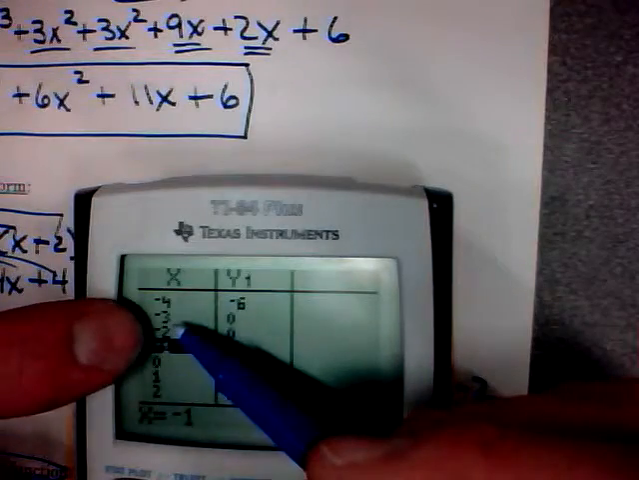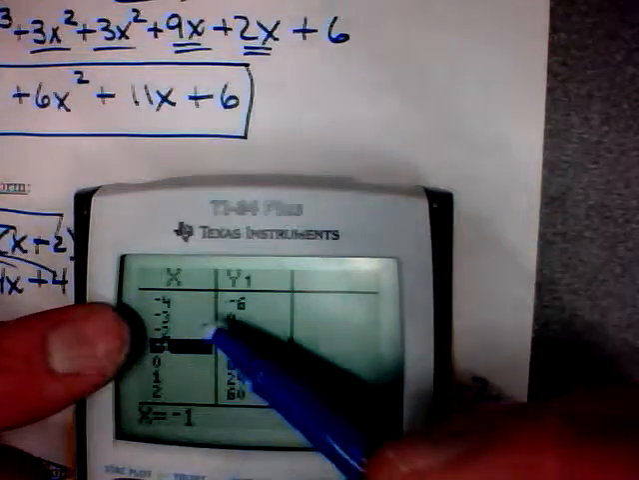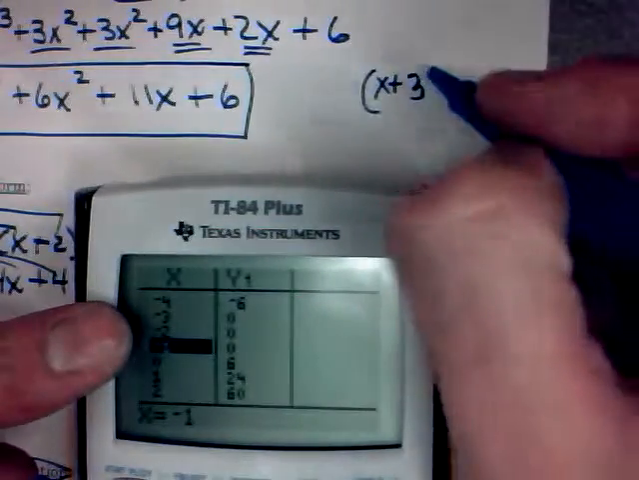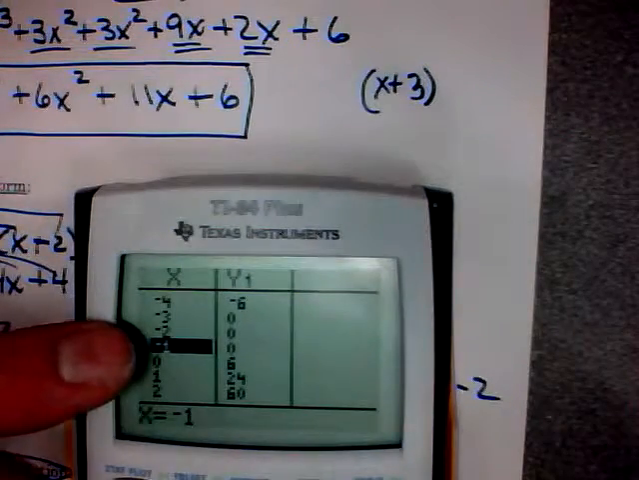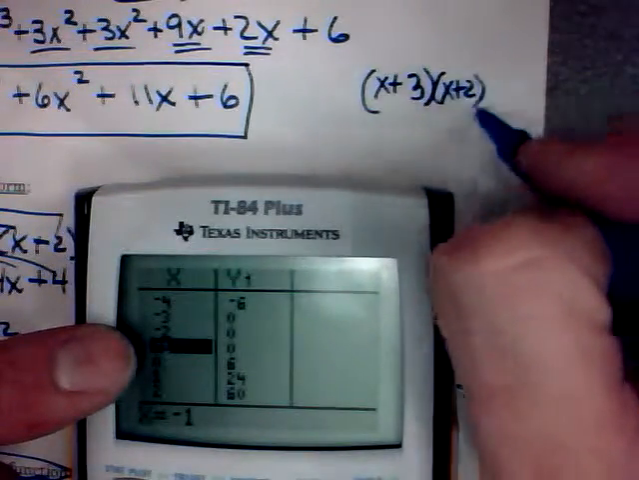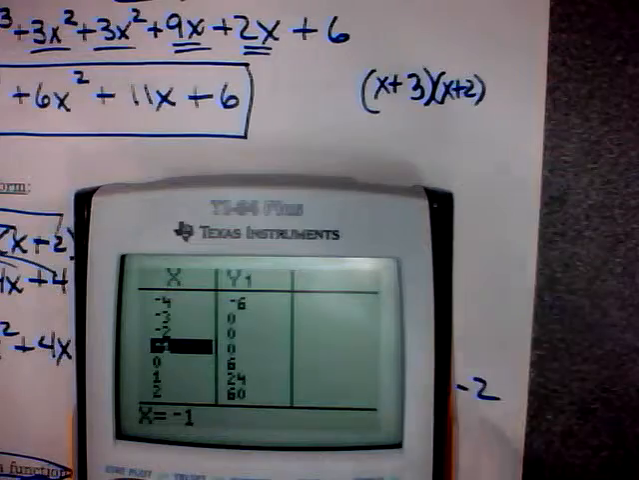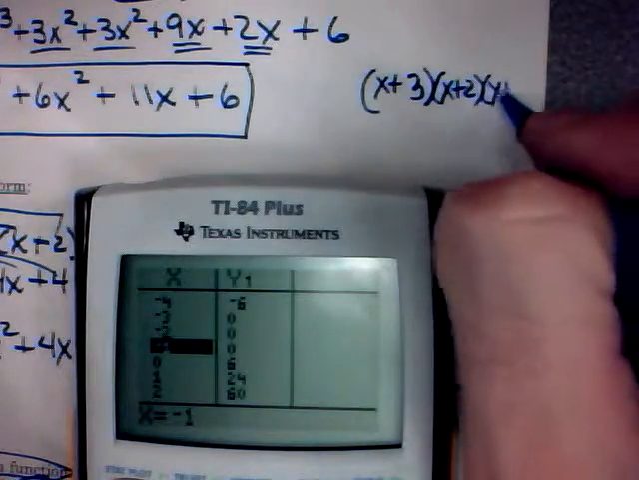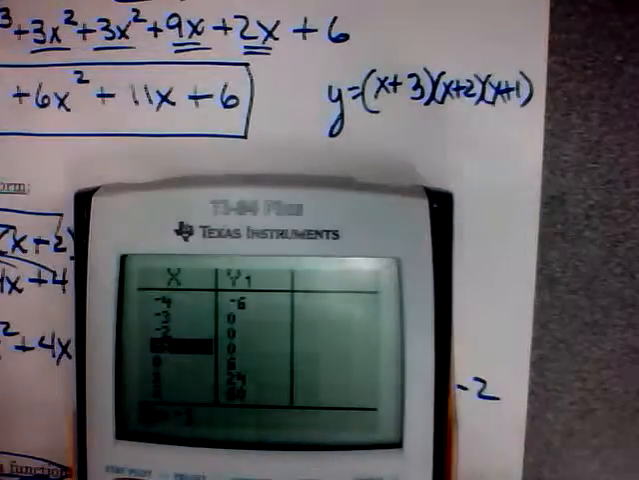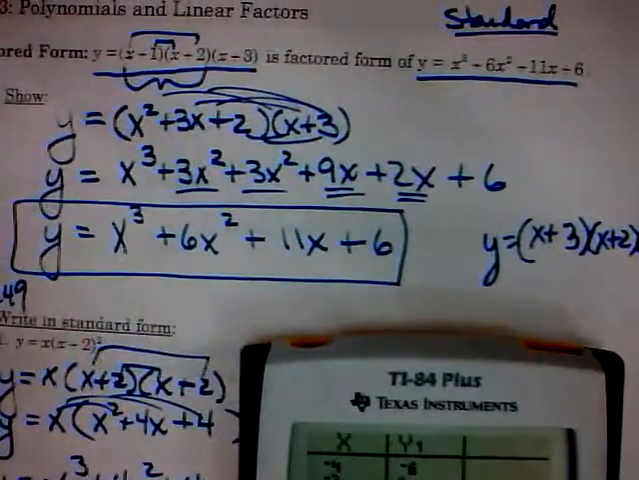So if you knew your x-intercepts, well, what factor would get you an x-intercept of -3? Well, that would have to be an x plus 3. What factor would get you an x-intercept of -2? Well, that'd have to be an x plus 2. What would get you a -1? Well, that would have to be an x plus 1. So y equals x plus 3, x plus 2, x plus 1. Well, isn't that what we started up here?